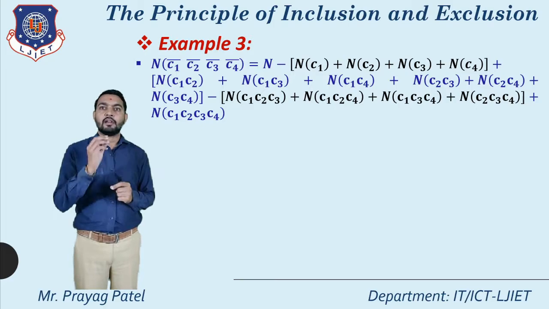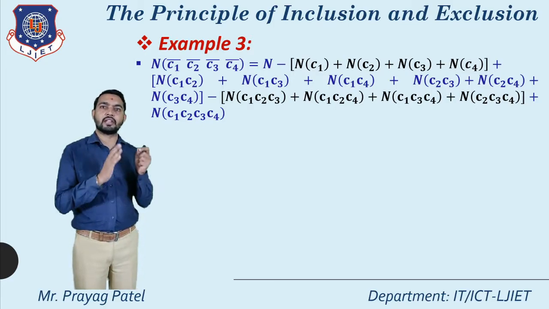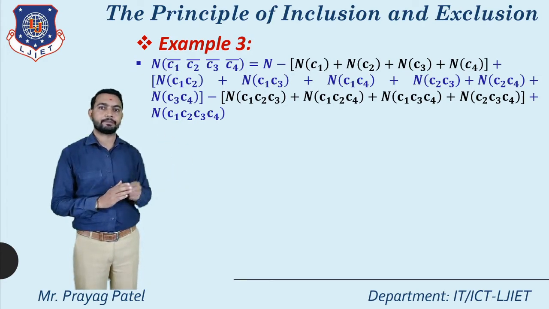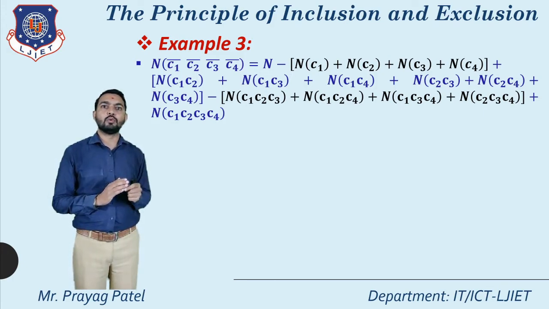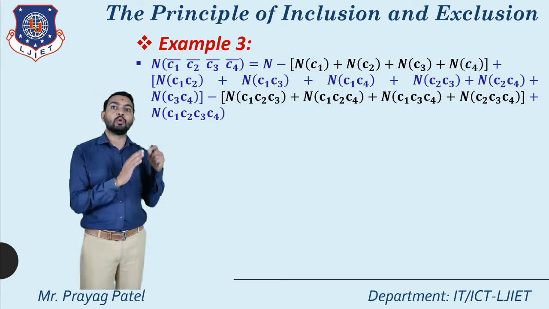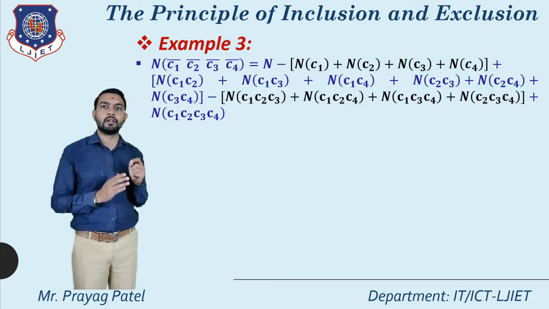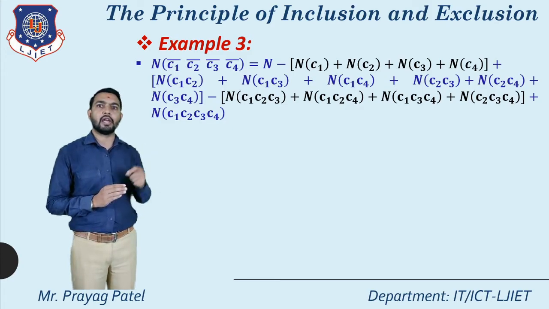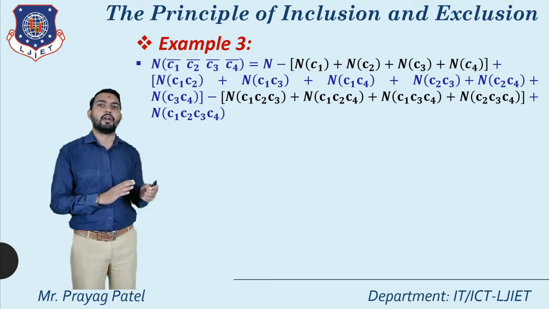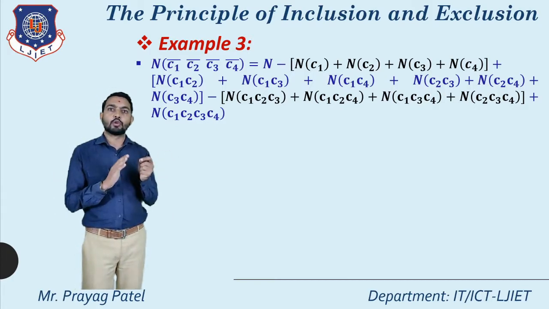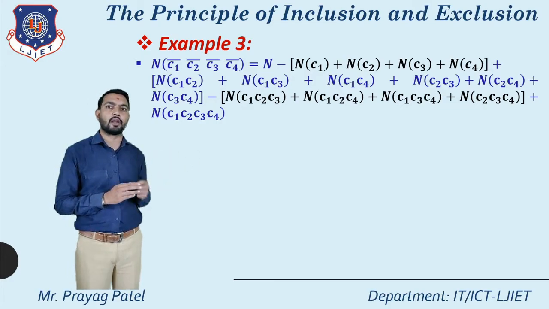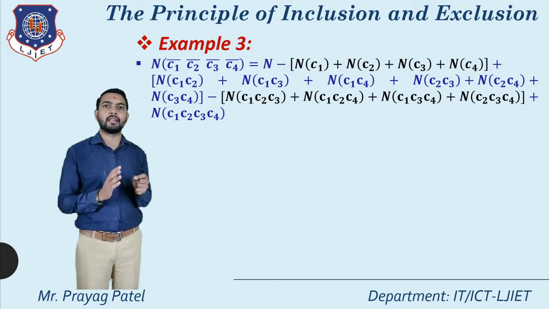Now the common equation is: first we write N, meaning without any condition, represents N. Then we put the negative sign; the second component is minus N(C1) plus N(C2) plus N(C3) plus N(C4). So individually all the 4 conditions form the second part. Now the third part is the combination of 2 conditions, that means 1 2, 1 3, 1 4, 2 3, 2 4, 3 4. Here C1 C4 is equal to C4 C1, so there is no need to write it 2 times. So simply we can say that all the combinations of 2 elements using these 4 elements 1 2 3 4 are added.